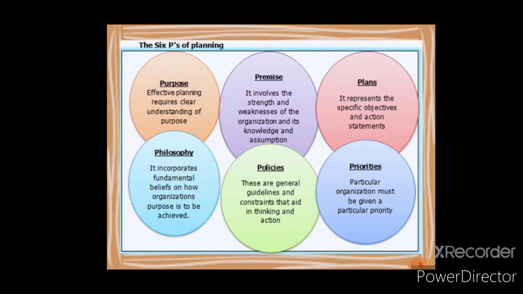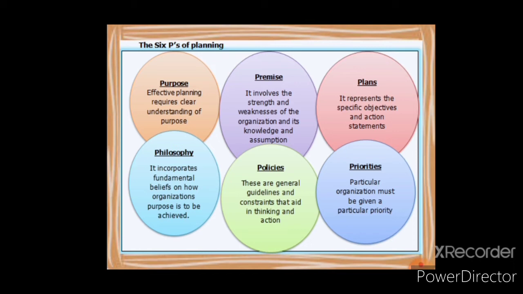Number 2, premise. It involves the strengths and the weaknesses of the organization and its knowledge and the assumption. Okay. Number 3 would be plans. It represents the specific objectives and action statements to be taken up in achieving these goals and objectives.